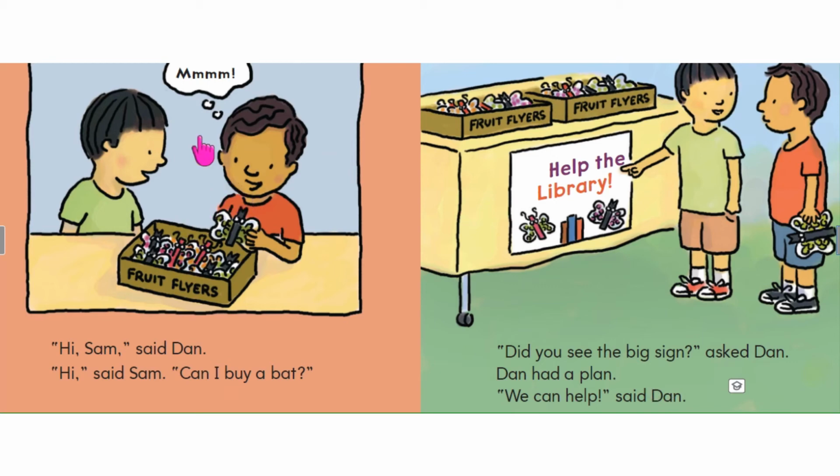So, boys and girls, now who is Dan talking to? What is this character's name? Sam. Good job. Sam is his friend, right? What did he want to buy? Right, a bat. A bat. Good job. Okay. Now over here we see that Dan had a what? Good job. And that's our title, right? Dan had a plan. Let's see what kind of plan they're going to do, him and Sam.